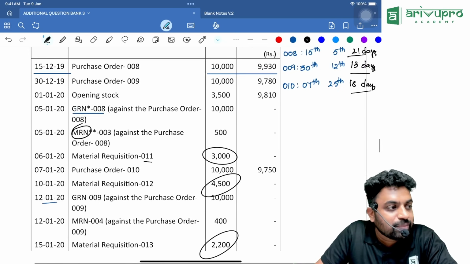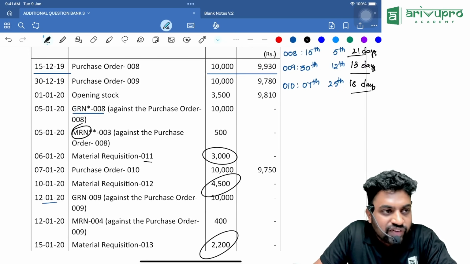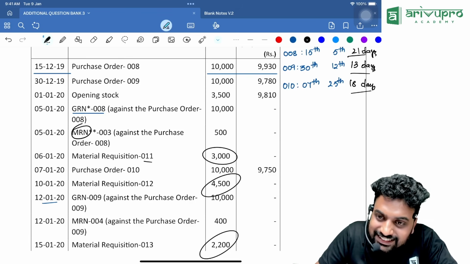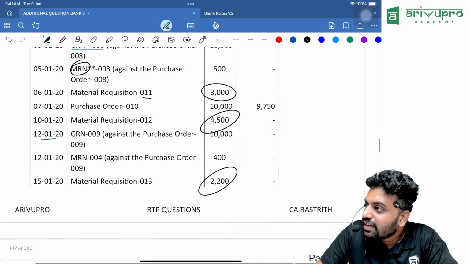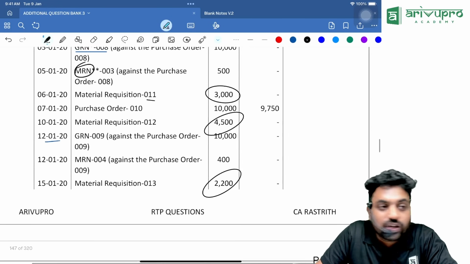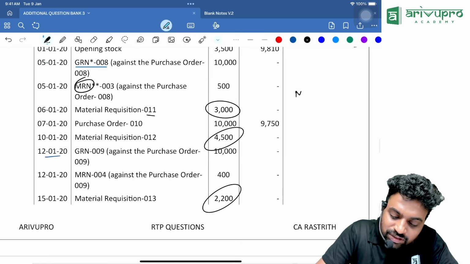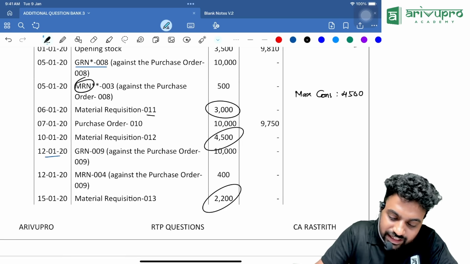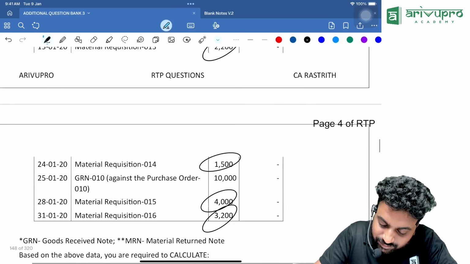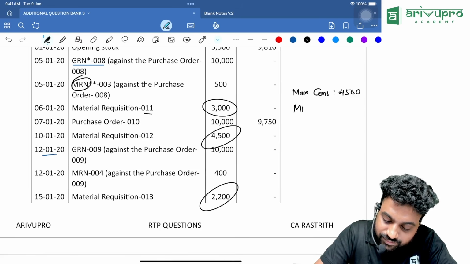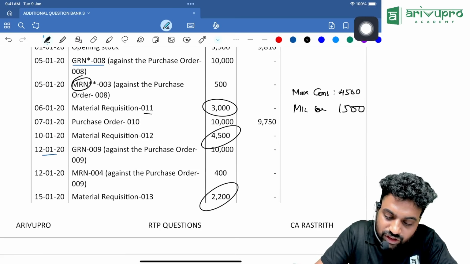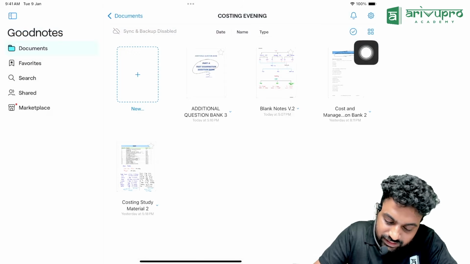Why do you think they request a material? To put to fire, to consume. Don't you think this itself is a consumption? So in this, which is the maximum? 4,500. So your maximum consumption is 4,500. Your minimum consumption is 1,500. Got it? Maximum is 4,500. Minimum is 1,500. Hope it is clear.